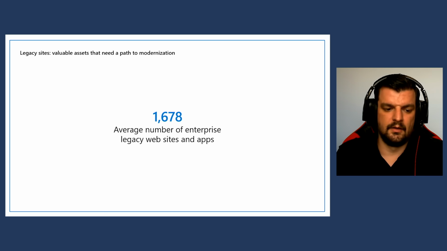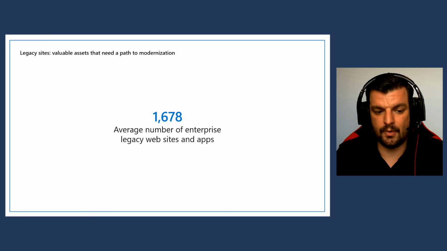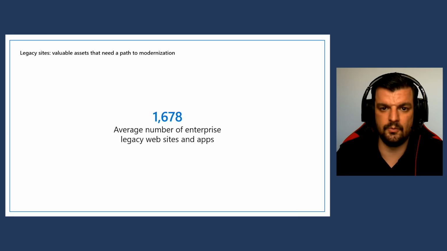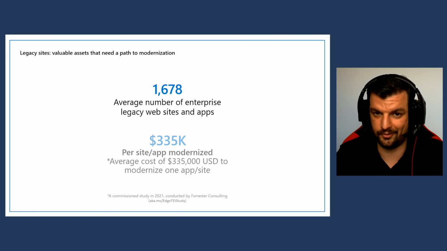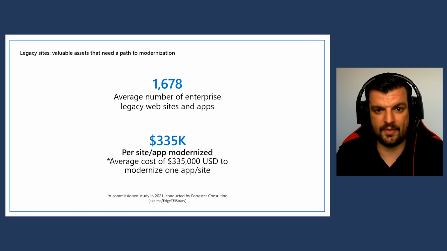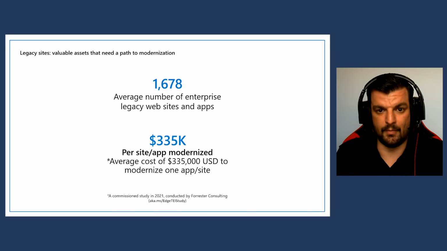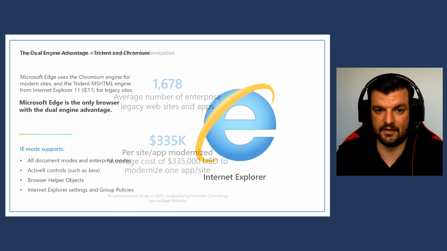Building on that, based on a recent Forrester study, the amount of money that it tends to cost to modernize some of these web apps and sites comes out to, on average, around $335,000. Again, not a small number. So we want to help with that process as much as we can. And the main way that we can help with that is through Microsoft Edge and its dual engine advantage.